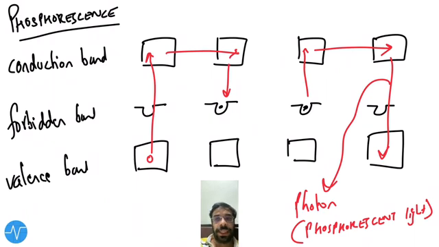Now you can see that in phosphorescence it takes time to emit light because it goes into the conduction band, then into the forbidden band and rests there, and when again it is stimulated, it goes up and then forms the photon or a phosphorescent light. Therefore, phosphorescence takes time as compared to fluorescence.